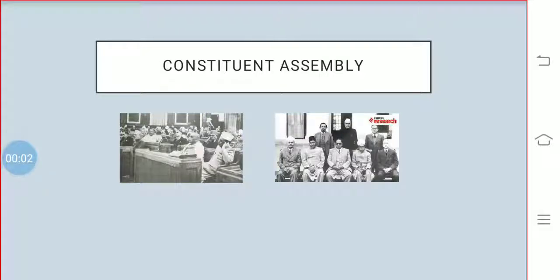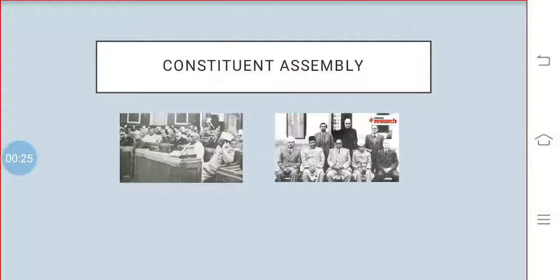Hello students. So in the last video we talked about the making of the Indian Constitution, and I told you the different steps that were taken before the making of the original Constitution. And in this video we are going to talk about the Constituent Assembly.